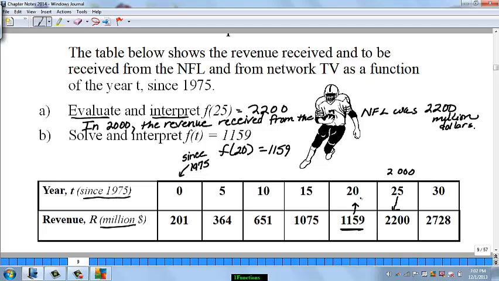Well, if this is 20, this is in 1995. The revenue received from the NFL was, and look down here, $11.59 million. Okay, so that's how you read a table.